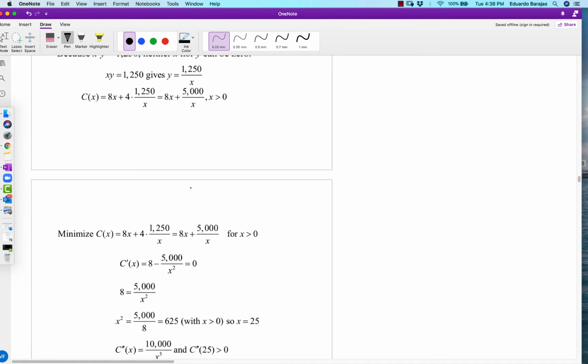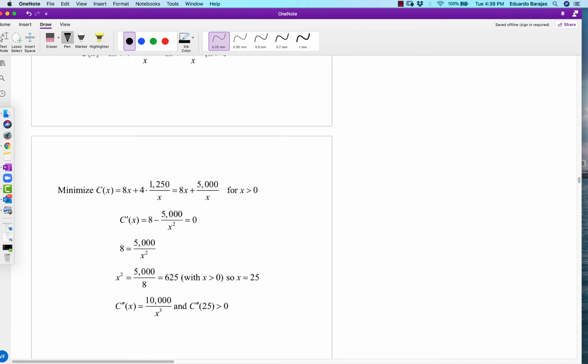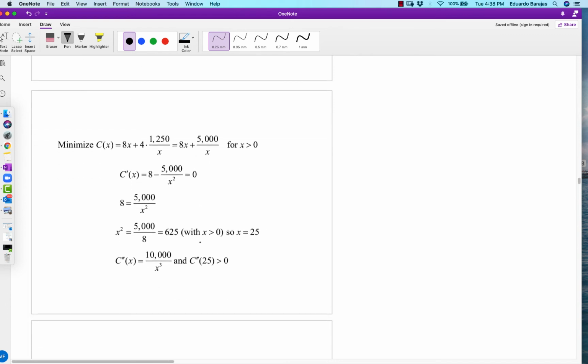Good, slightly different from what I did, but same idea. Okay, so then we multiply, take a derivative, figure out when that derivative equals 0 to find the partition points. We end up with this, which gives you x equals 25.